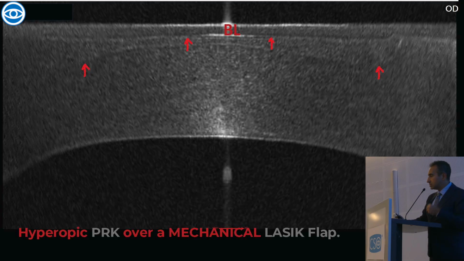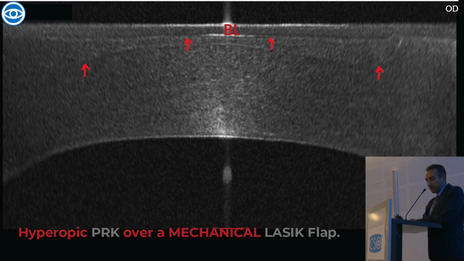Okay, how about now this one? Anybody would suggest what would be the possible history behind that cornea? Yes, but what else? So this patient had microkeratome LASIK, but what else? Hyperopic? Yes, a hyperopic PRK over a LASIK flap.